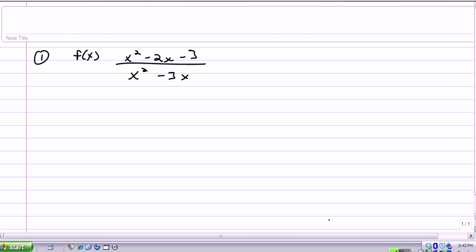Alright, so there's the first one I asked you guys to do as homework tonight. You're going to graph this rational function. One thing I'm going to do to start is get the numerator and denominator in factored form to see if anything cancels out, if there are any holes in the graph. So if you factor the numerator, it's x minus 3, x plus 1. You can take an x out of the denominator, and you get x, and quantity x minus 3.